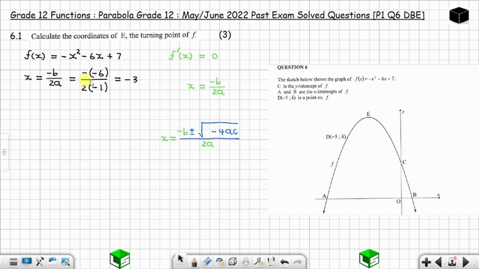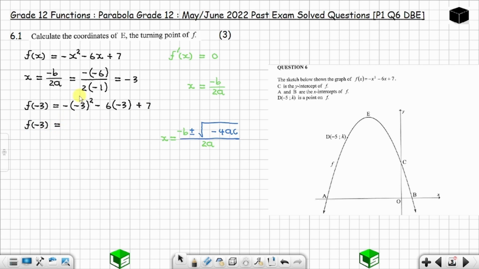Now to get the y coordinate of the turning point, you take this value and plug it inside f of x. So you are going to take f of negative 3. Okay, so f of negative 3 is equal to, you plug negative 3 wherever you have x. So you have x there and x there. So it's negative x squared, your x is negative 3, squared, minus 6x, so you have minus 6 times x, which is negative 3, plus 7, right?